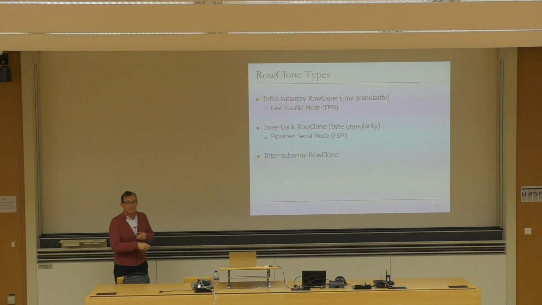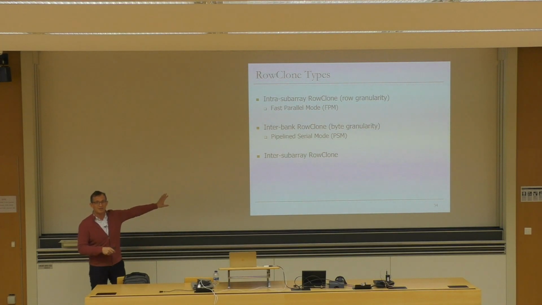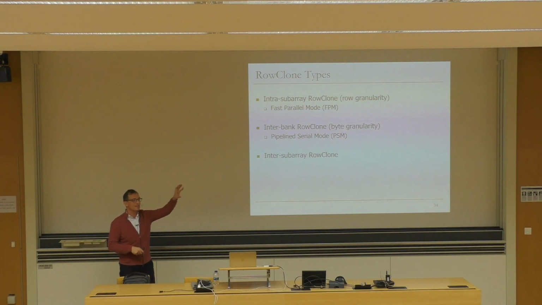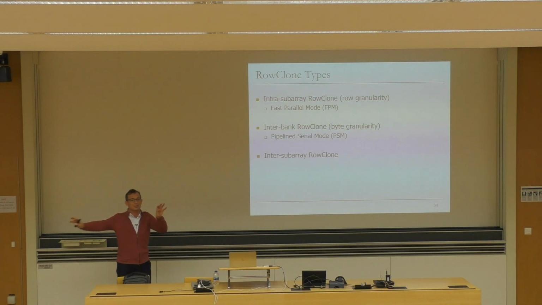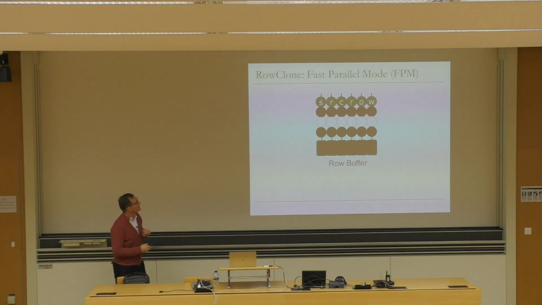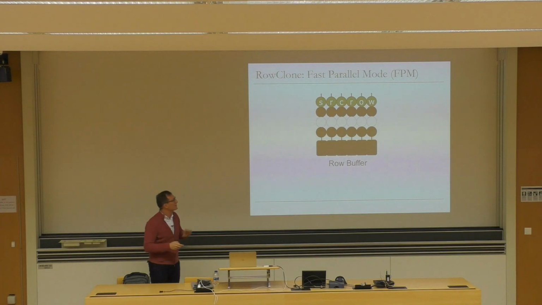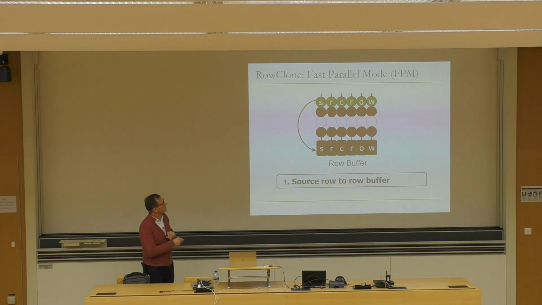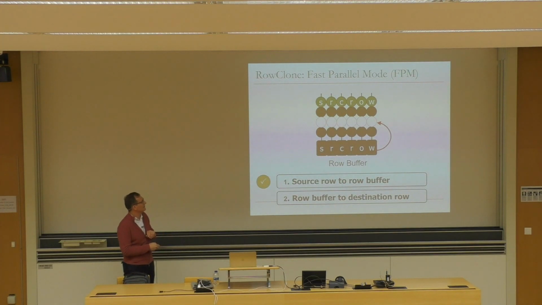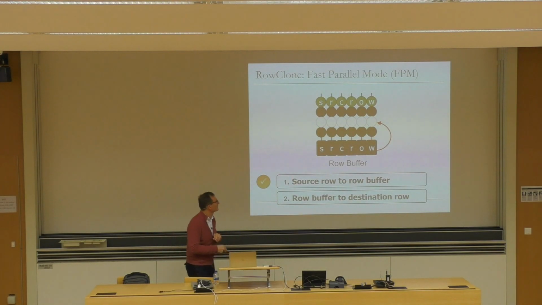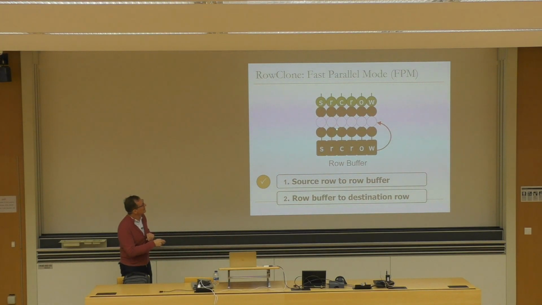And there's the inter-subarray, which is the least beneficial part. If you want to copy from one subarray to another subarray in the same bank, there is no direct connection between those subarrays, so you really need to go through some other bank, as we will briefly see. So fast parallel mode, as I already described, you basically copy the source row to the row buffer first, and then row buffer to the destination row by doing two consecutive activates. I don't know why that didn't show up, but it doesn't show up over here. But that's the destination row. Imagine that writing DST row over there, which is really how the presentation should be, but somehow it didn't show up.